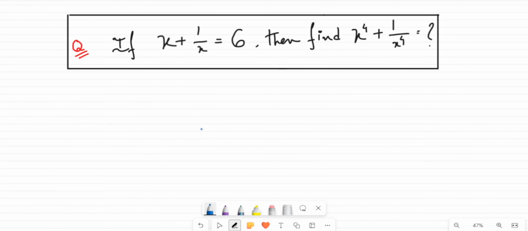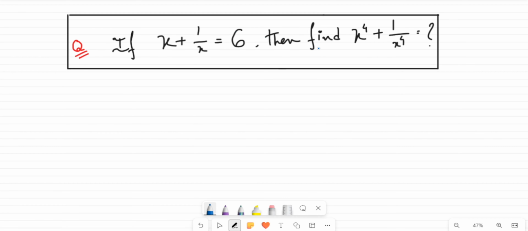Hello friends, today we will solve this algebraic identity problem. So what is the problem? If x plus 1 by x equals 6, then we have to find the value of x to the power 4 plus 1 by x to the power 4. This is a very easy problem, so we just have to solve it systematically.